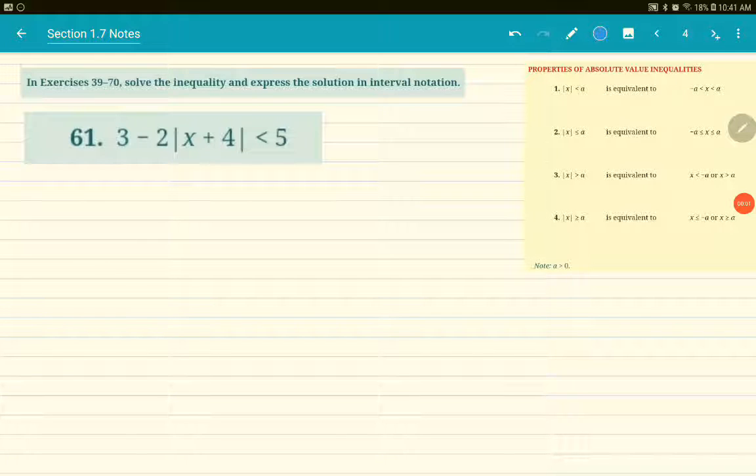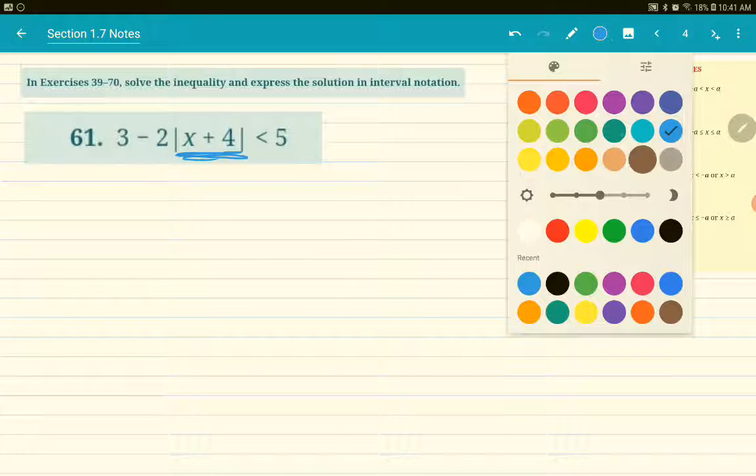In section 1.7, homework number 39 to 70, we're solving inequalities with absolute values. So we can use these properties over here to set up how to break apart and get rid of the absolute value bars. But the first thing, notice how all of these have the absolute value isolated on the left side. So I'm going to isolate this guy, which means I need to get rid of that 3 and the negative 2. So I'm going to move them to the other side, starting with the 3.